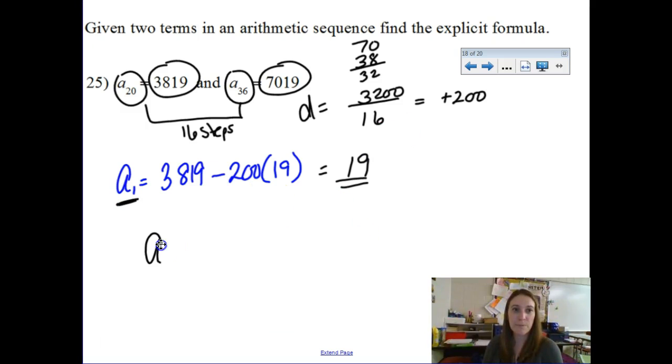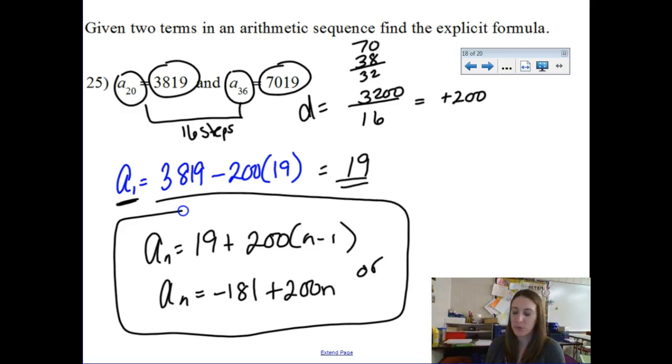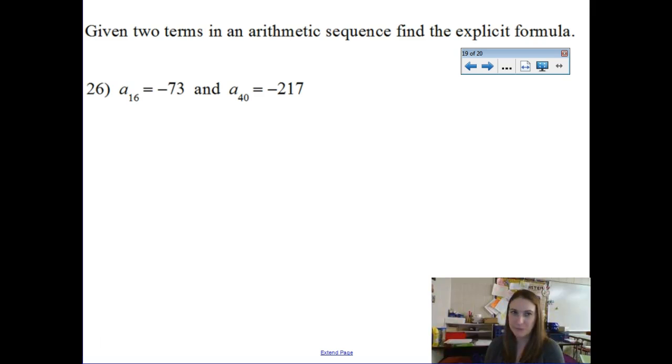Let's do this. So a couple of formulas I will accept at this point. First term plus the common difference times n minus 1. Or if you want to simplify that, let's see, what's it come out to? Negative 181 plus 200n. So, simplified or not, I mean, if you can get to that point, I'm pretty happy. I'm pretty sure you guys can simplify all right, though.